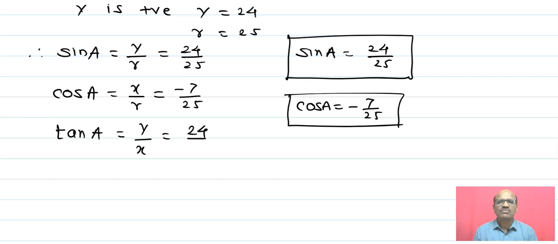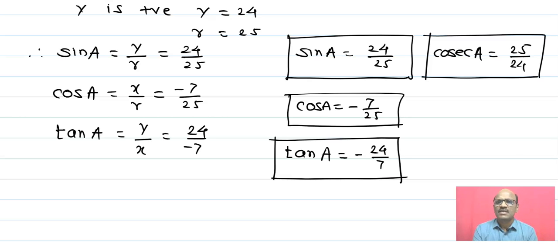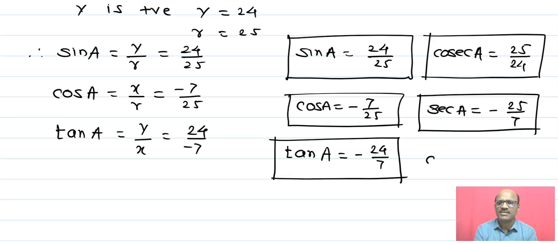Tan A is equal to y upon x. What is y? 24. And x is minus 7. Therefore, it comes negative. Yes, it is negative in the second quadrant. Therefore, you do not need to decide the signs again, because your point is in the second quadrant, where x is negative and y is positive. Cosec A is equal to 25 upon 24. Sec A is equal to minus 25 upon 7. And cot A is equal to minus 7 upon 24.